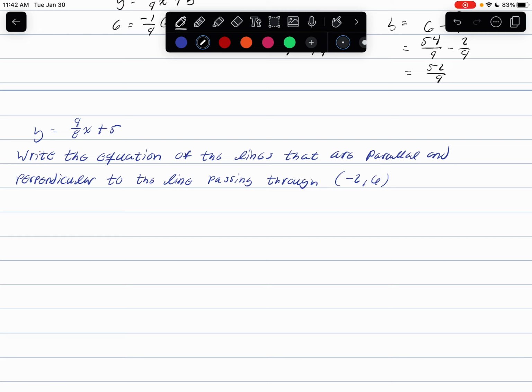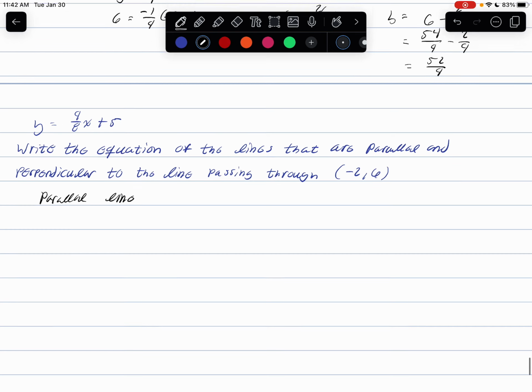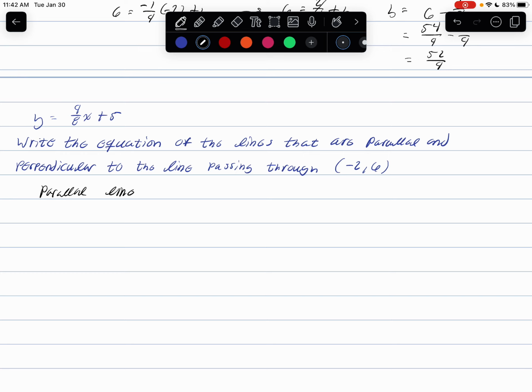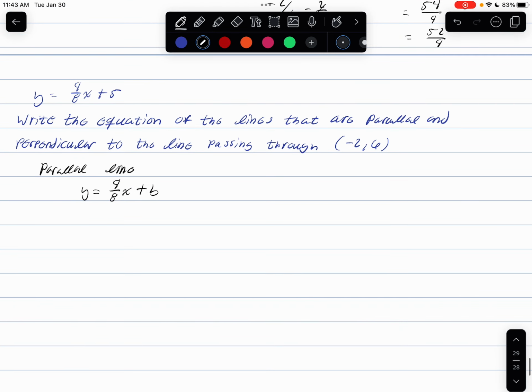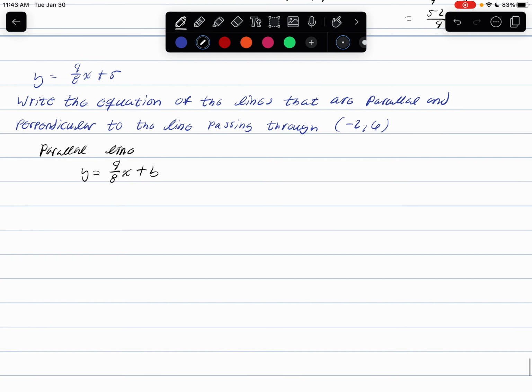So again, let's start with our parallel line. Because they're parallel, they're going to have the same slope. So we know that our line is going to be of the form y equals 9 over 8x plus b. We chose the same point this time. We want it to pass through this point as well, negative 2, 6 again.